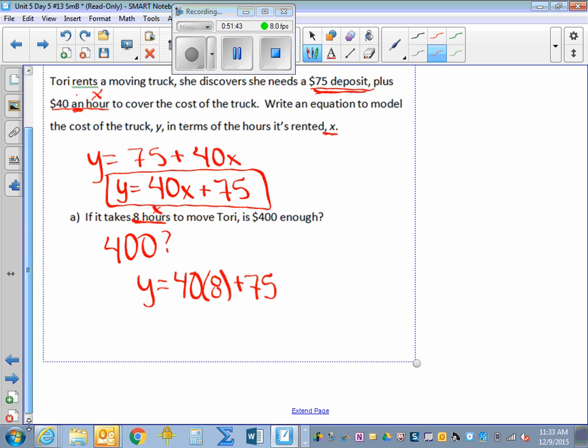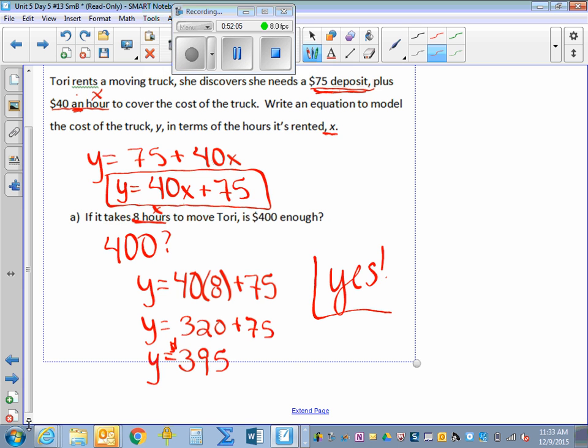And 40 times 8 gives us 320, plus 75. Means for 8 hours, it's going to cost us $395. So is $400 enough to move Tori? Well, if it only costs $395, then $400 is indeed enough. So yes, $400 is enough money.